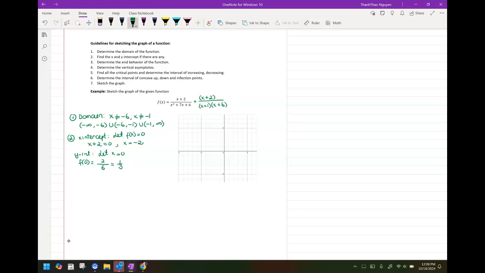So here we have the x-intercept is the point negative 2, 0. And the y-intercept is the point 0, 1/3.